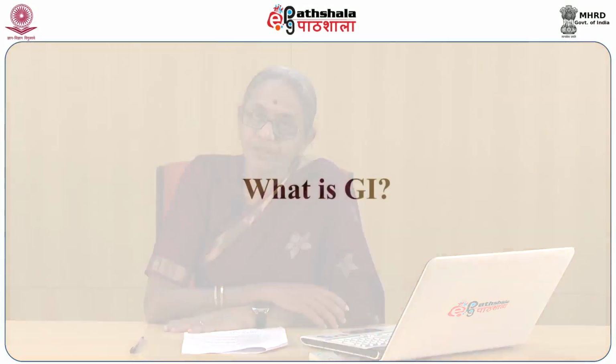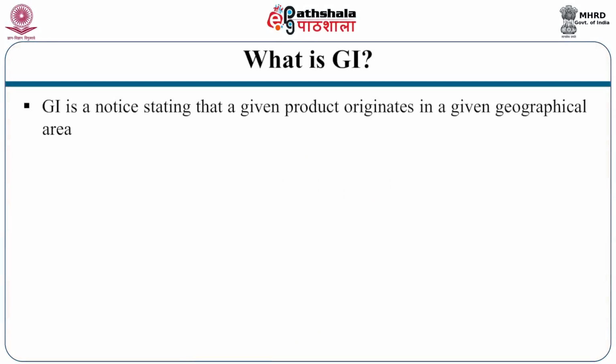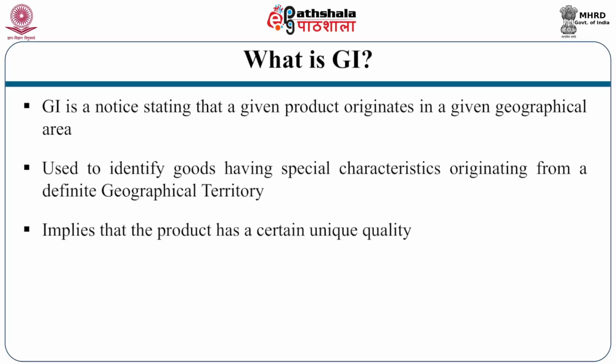Before proceeding to copyright, we look at another category of industrial property, which is the geographical indication. What is geographical indication? It is a notice stating that a given product originates in a given geographical area. It is called GI for short. It is used to identify goods having special characteristics because they originate from that area. It is important because we associate certain qualities and a reputation with those products.